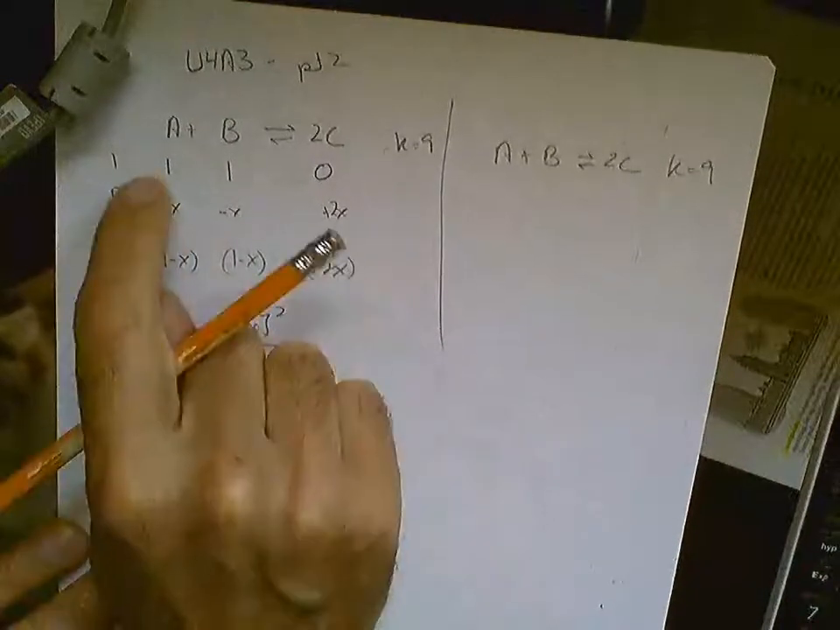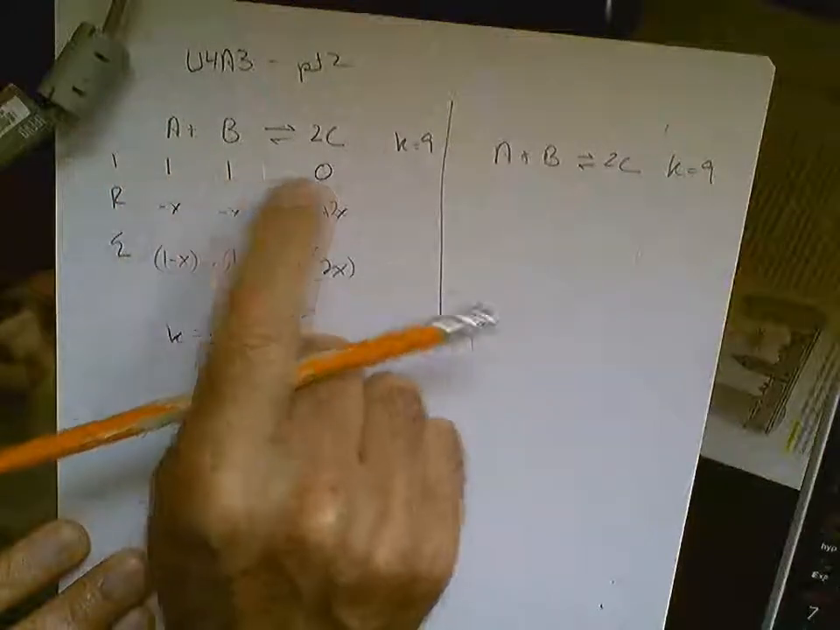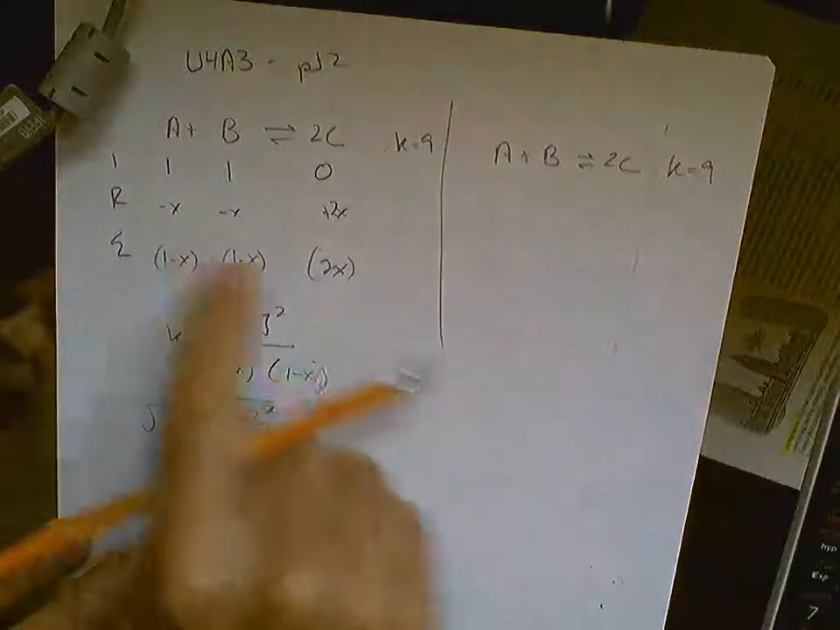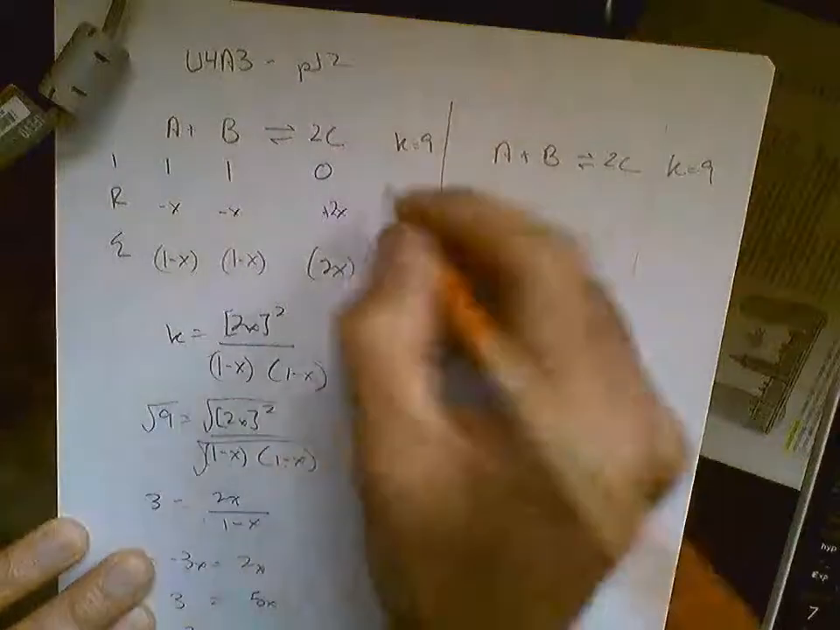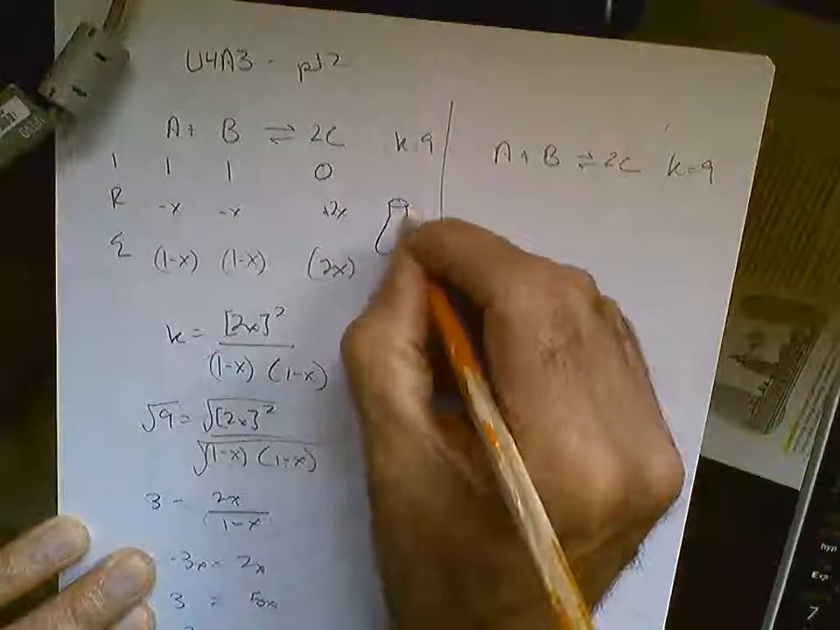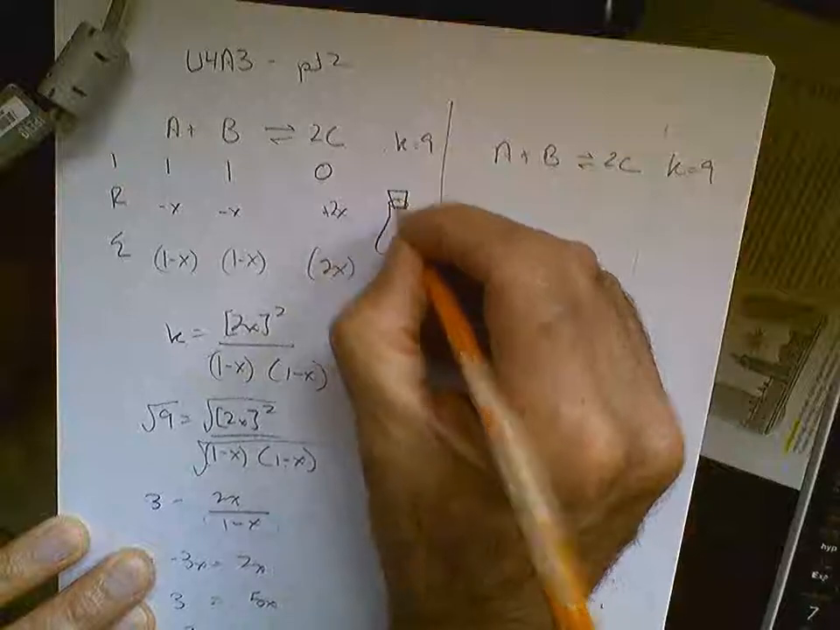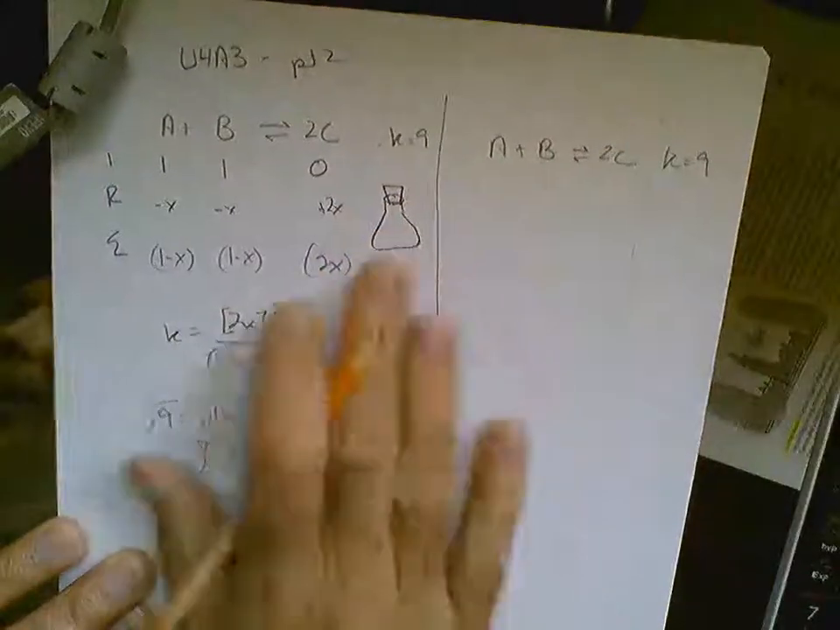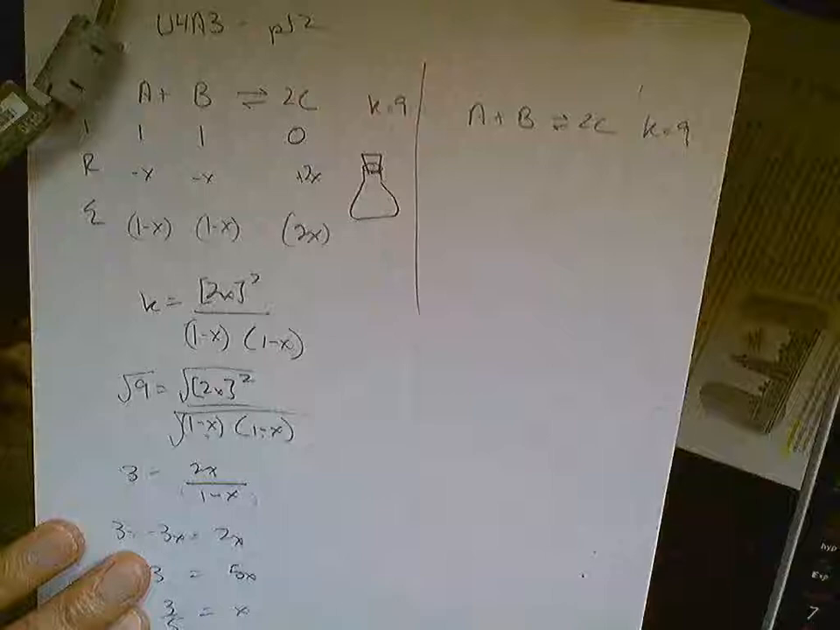What this chart tells us is what we started with, 1, 1, and 0 in a flask, and what we end up with. So remember, we're taking a flask, it's in a closed system, we're adding stuff in, and then we're seeing what we have at equilibrium.